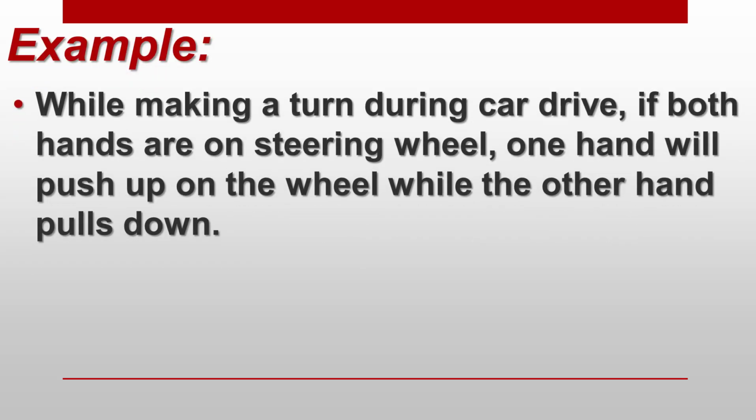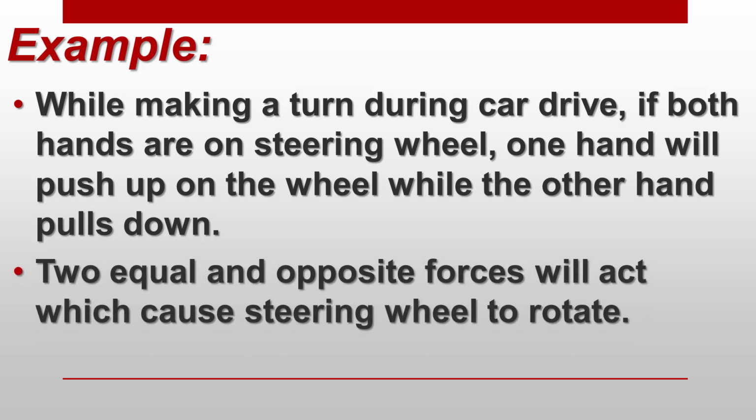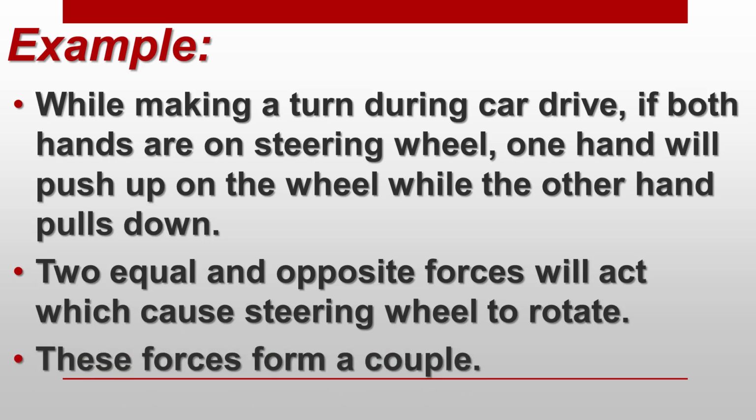For example, while making a turn during a car drive, if both hands are on the steering wheel, one hand will push up on the wheel while the other hand pulls down. You can imagine that while we are turning the steering wheel, one hand is pushing up on the wheel and the other hand is pulling down. Two equal and opposite forces act on a single body and cause the steering wheel to rotate. So these forces form a couple.